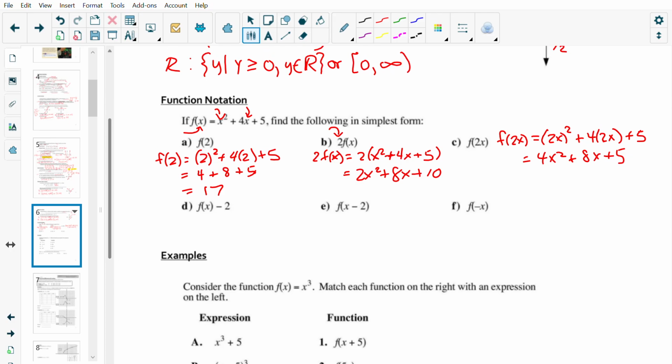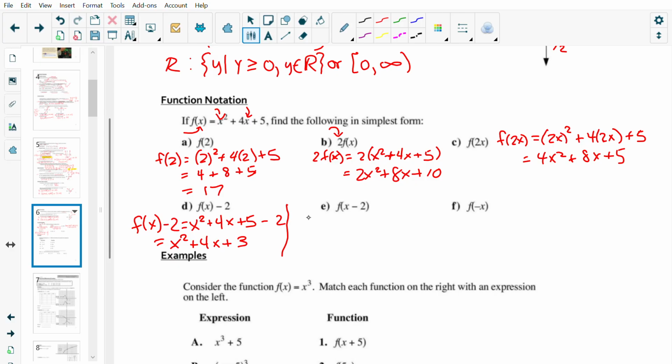Okay, next one, f of x minus 2. So we literally take the function f of x. So f of x minus 2 equals, we take x squared plus 4x plus 5. That's the original function. And then we subtract 2 from it. And what do we get? We get x squared plus 4x plus 3.